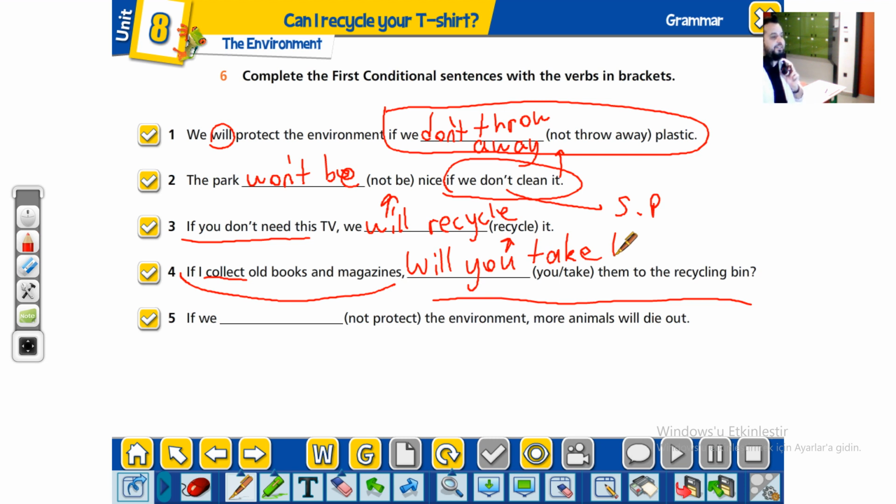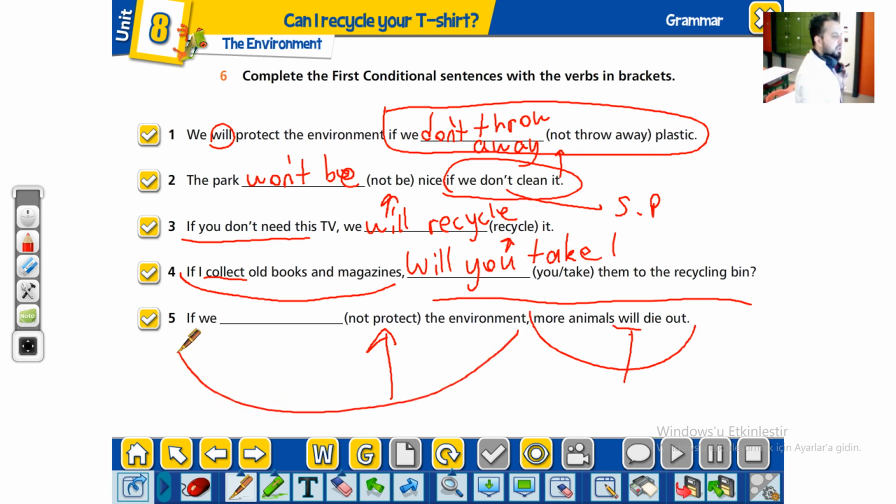Number 5, if we, after the blank not protect is given, we are going to make a negative sentence and will is used because of this. This part is the main clause and this part is our condition. In the condition clause we are going to use simple present tense. And be careful about not. If we don't protect, we use don't because of the subject we. If we don't protect the environment, more animals will die out.